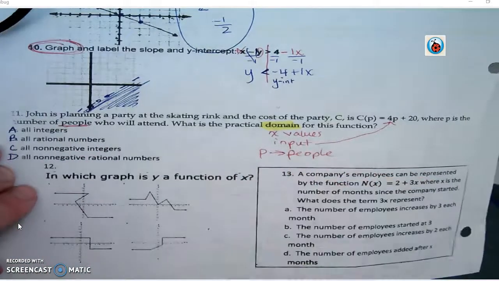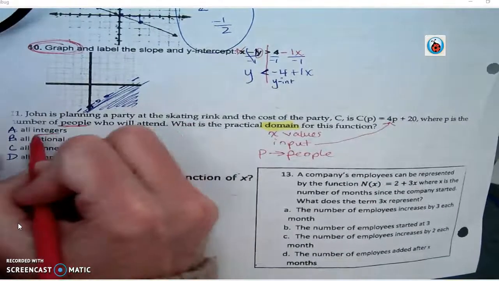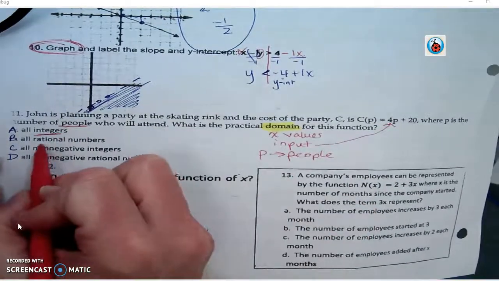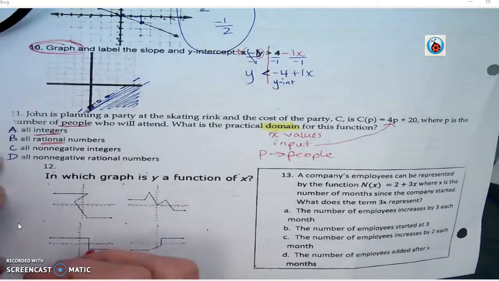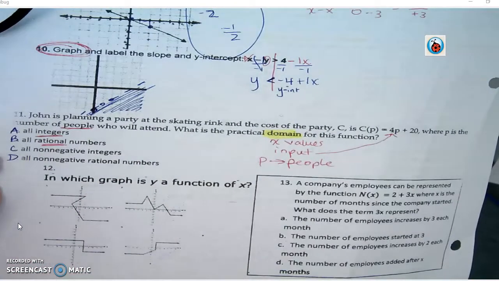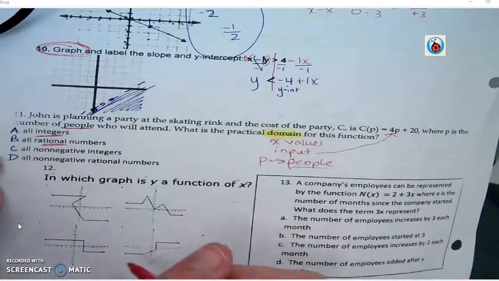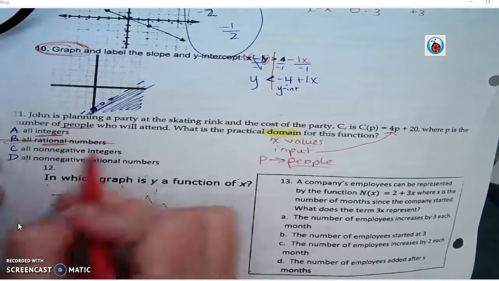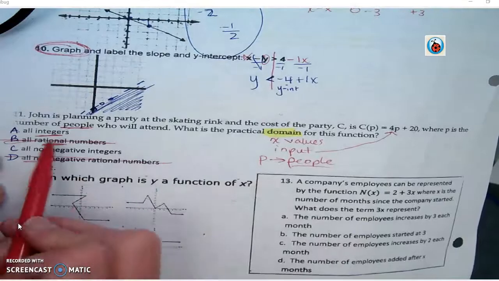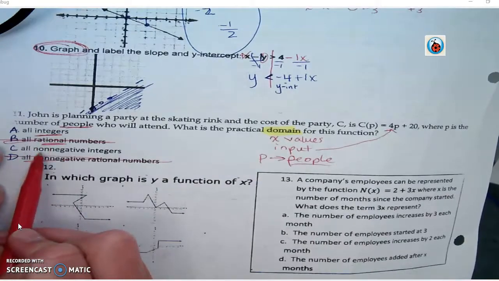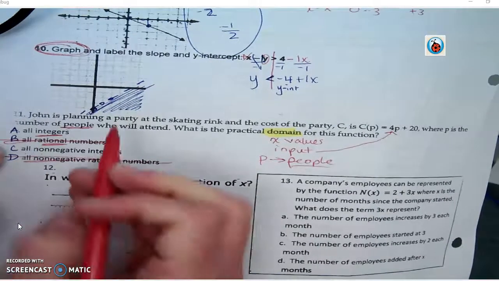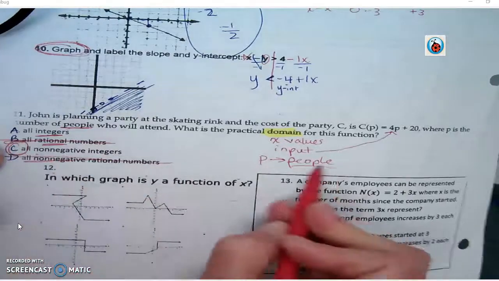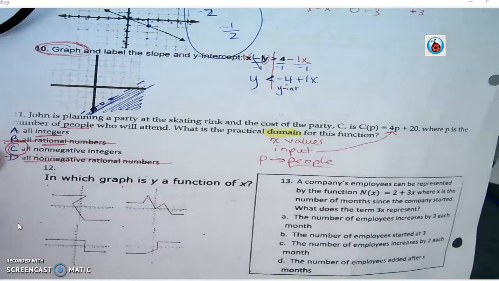Remember, integers are whole numbers. Rational numbers can be decimals, fractions. It has to be a decimal that repeats or terminates. But anyways, if you're talking about people, you can't have any type of decimal. So it can't be B, it can't be D. So do we want all whole numbers or all non-negative whole numbers? We want all non-negative. People, you can't have a negative amount of people. So we want the positive one.